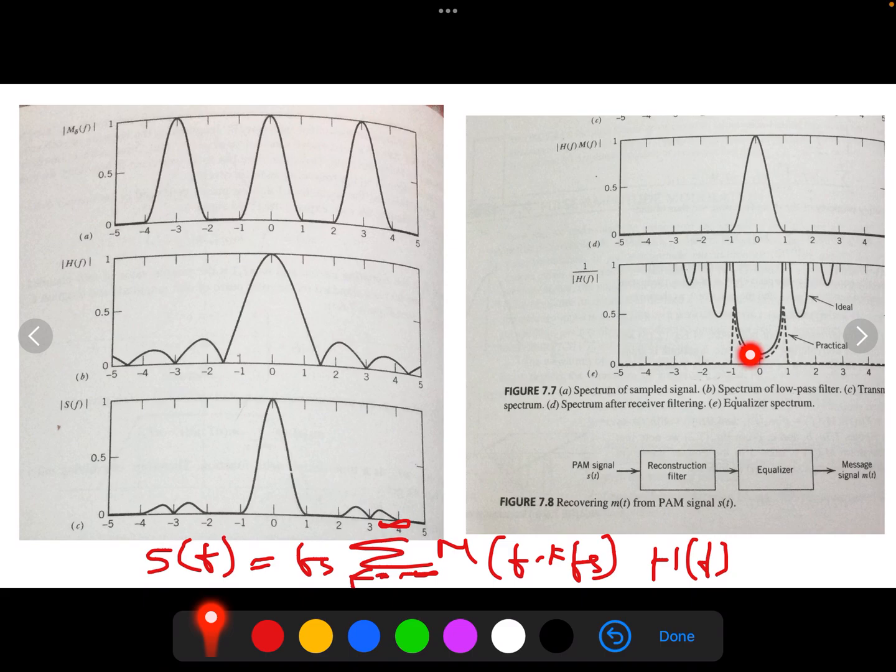From the previous equation, we know that the Fourier transform of the rectangular pulse h of t is given by h of f equal to T times sinc function of fT times exponential of minus j pi fT. We see therefore that by using flat top samples to generate a PAM signal, we have introduced amplitude distortion as well as a delay of T by 2.